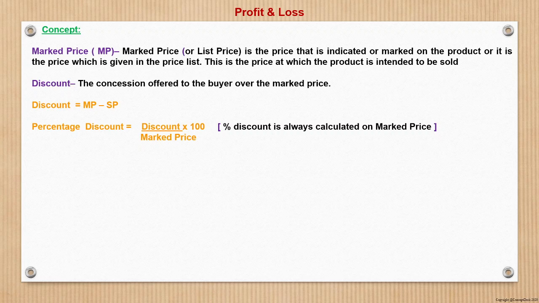So marked price, or the list price, which is also known as list price, is the price that is indicated or marked on the product, or the price which is given in the price list. This is the price at which the product is intended to be sold. So roughly we can say that marked price is nothing but MRP, maximum retail price of the product.